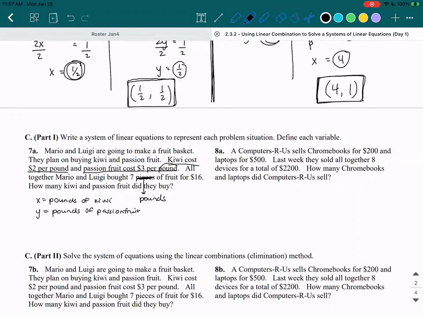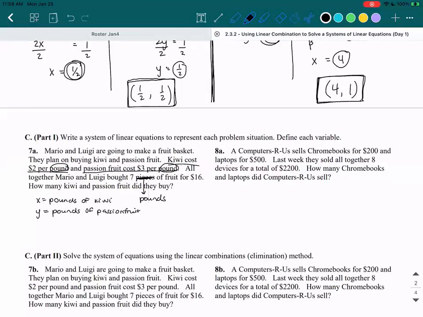Okay, and then just so that I really emphasize it, you know that they're both in pounds because it says per pound. It's always per the unit. I can't talk. Okay, so that's why they're both in pounds, okay? My bad for stumbling over my words, but there you go. So kiwi is $2 per pound, passion fruit is $3 per pound, so X is kiwi, Y is our passion fruit. And altogether, Mario and Luigi bought 7 pounds of fruit for $16.